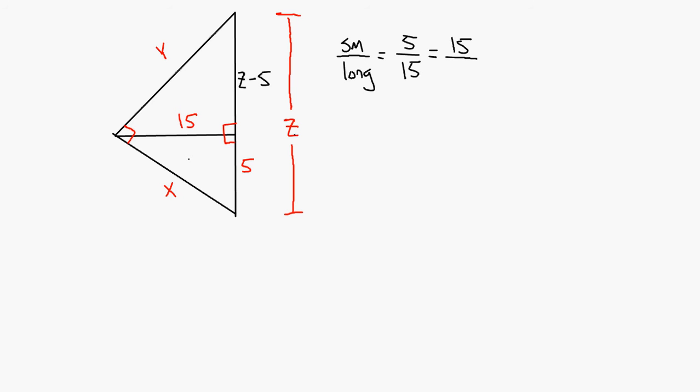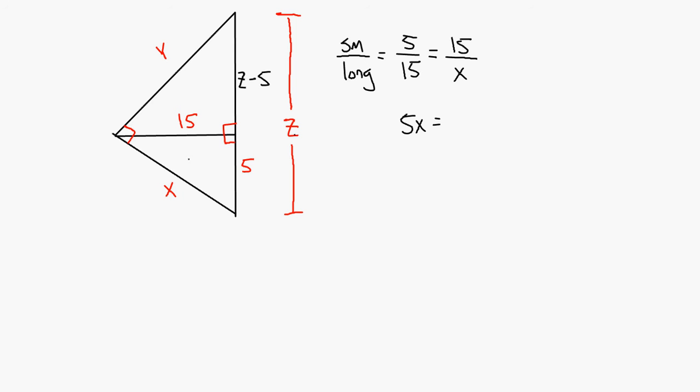You can call it z minus 5, or what else? Can't you just call it a variable? You can just call it a variable if you want to. So I'm just going to call it x. So crisscross multiply, you're going to get 5x equals 15 times 15. Why don't you do the minus 5? I don't know. You just don't.